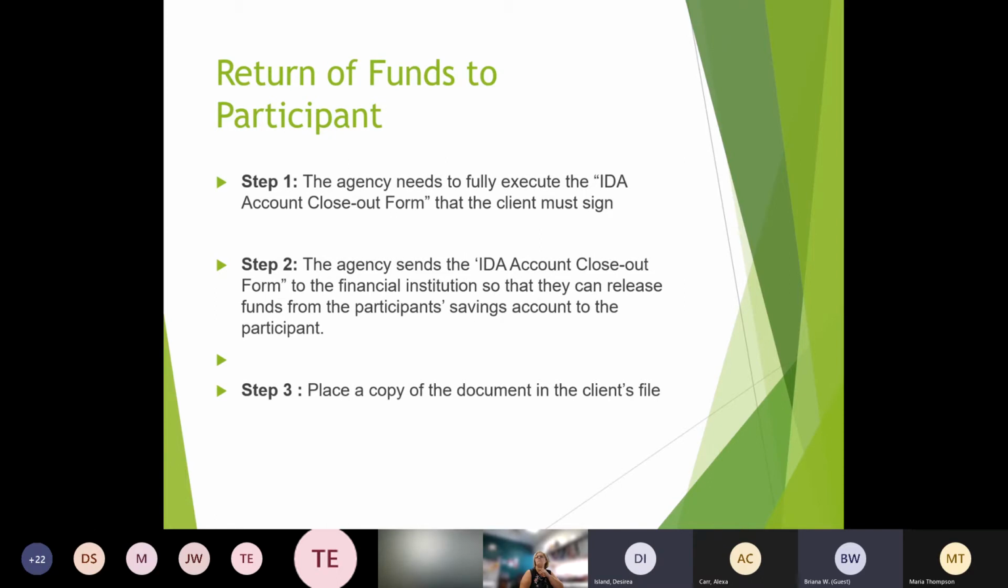So, return of funds for the participant. It's a 3-step process. First, the agency needs to fill out the IDA account closeout form that the client also has to sign. Step 2, the agency needs to send the closeout form to the financial institution so that they can actually release the funds from the participant savings account to the participant. And then last, place a copy of the document in the client's file.